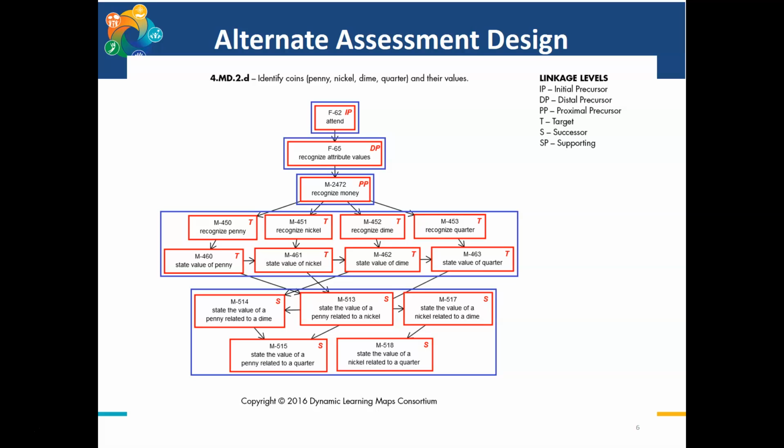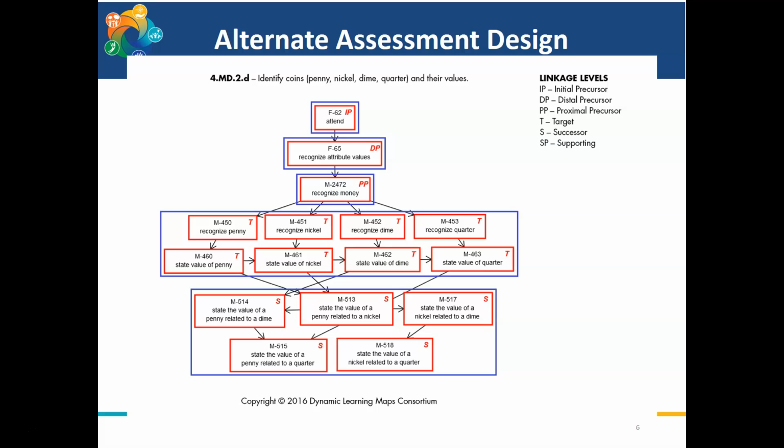Linkage levels are small collections of nodes. In basic terms, each linkage level is linked to the essential element based on how the student is able to access that essential element. The 5 linkage levels are initial precursor, distal precursor, proximal precursor, target, and successor, with the target level being most closely aligned to the essential element.